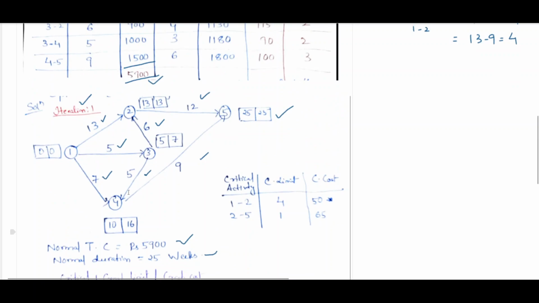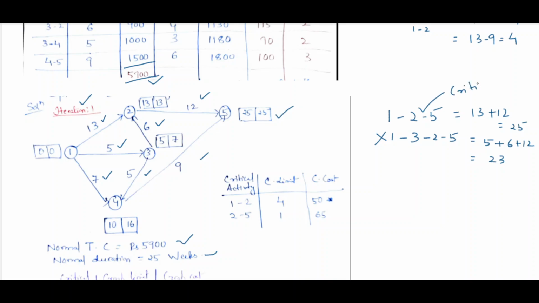Now comes our critical path. You can get two paths having equal ESTs and LSTs. 1-2-5 is one option, and another is 1-3-2-5. The total duration for 1-2-5 is 13 plus 12, which is 25 weeks. For 1-3-2-5, it is 5 plus 6 plus 12, which is 23. So this option is ruled out.